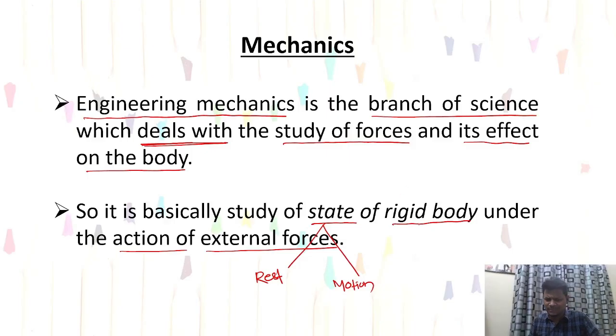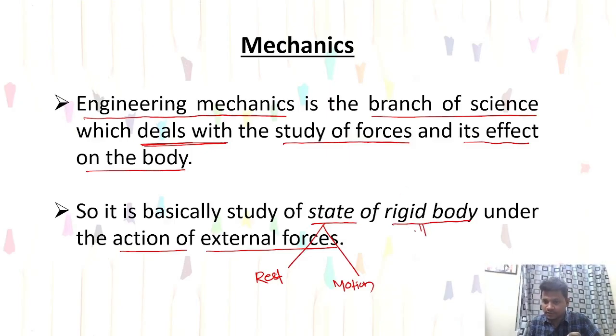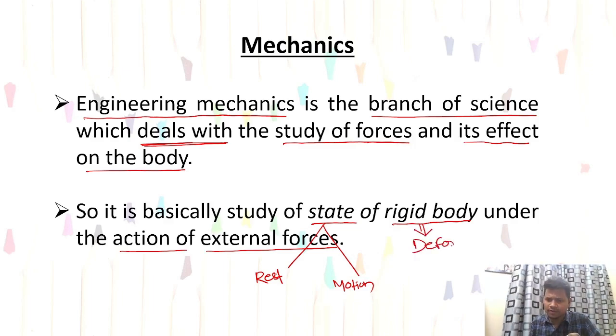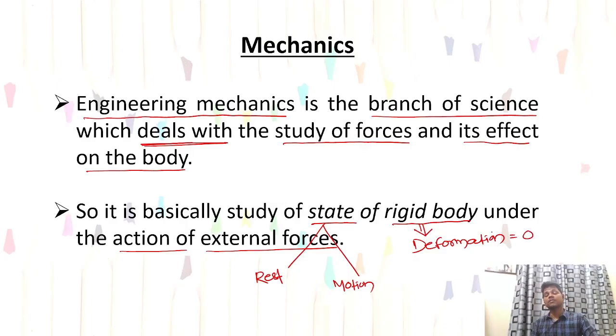Then what is a rigid body? What is the concept of a rigid body? Rigid body means if the deformation of a body is zero, then we call that body a rigid body.